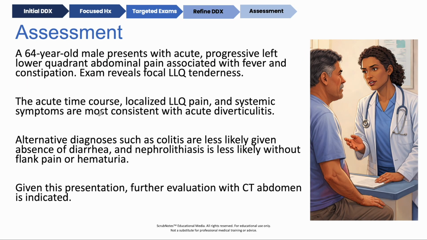Now we can bring everything together and present our assessment. We have a 64-year-old male who presents with acute, progressive left lower quadrant abdominal pain associated with fever and constipation. In-office exams today reveal focal lower left quadrant tenderness. The acute time course, localized lower left quadrant pain, and systemic symptoms are most consistent with acute diverticulitis. Alternative diagnoses such as colitis are less likely given absence of diarrhea, and nephrolithiasis is less likely without flank pain or hematuria. Given this presentation, further evaluation with CT abdomen is indicated.